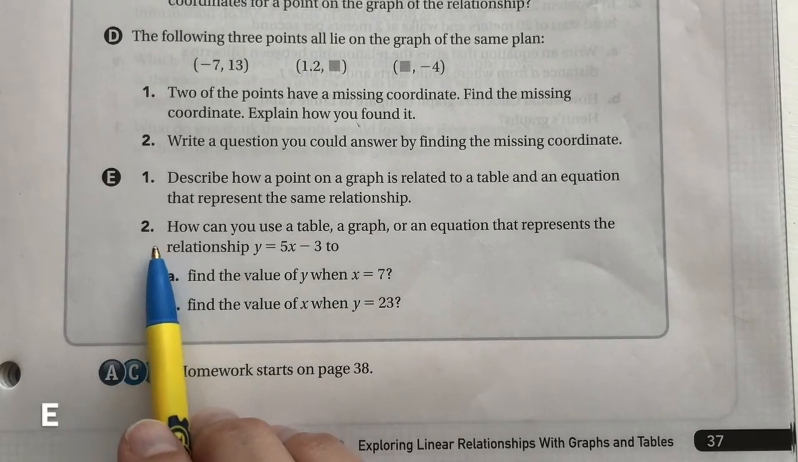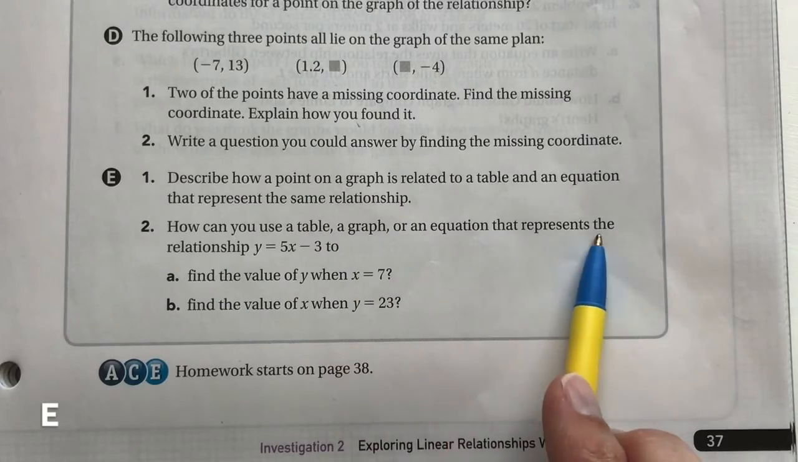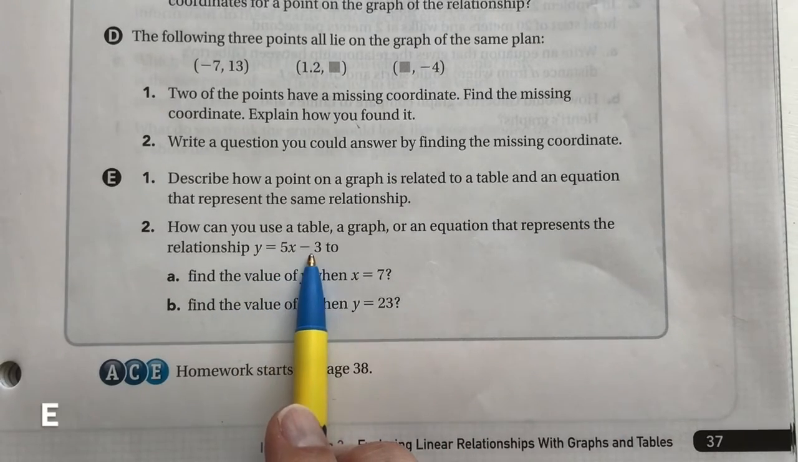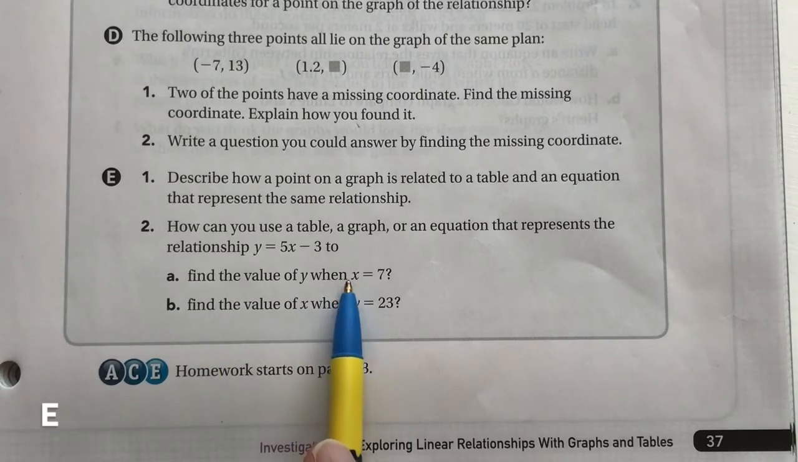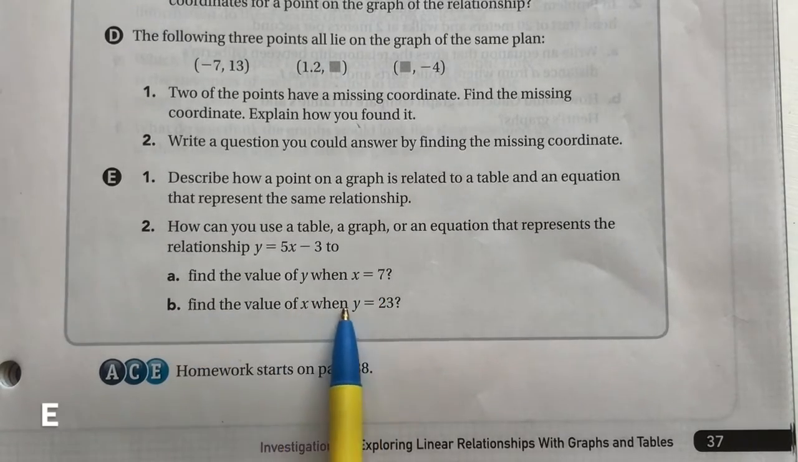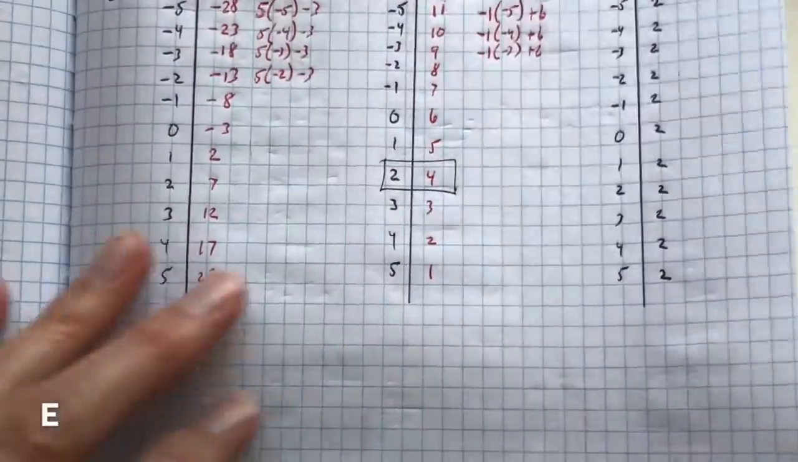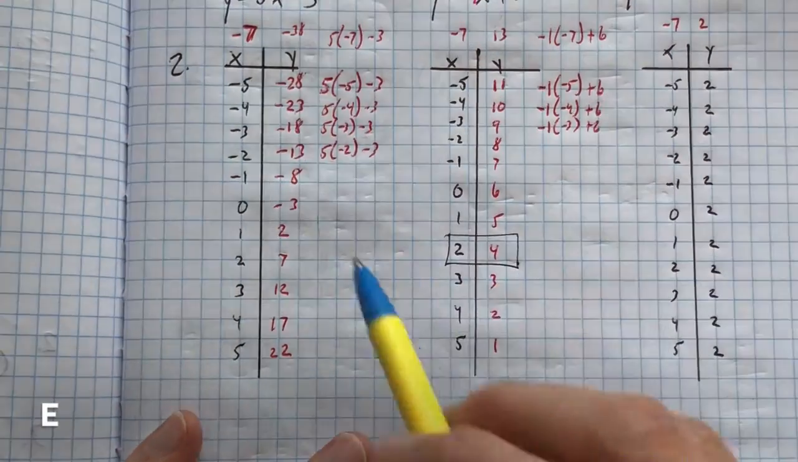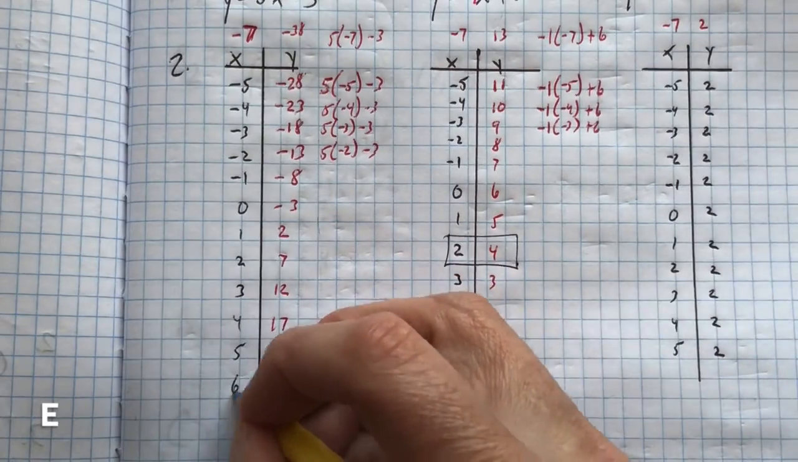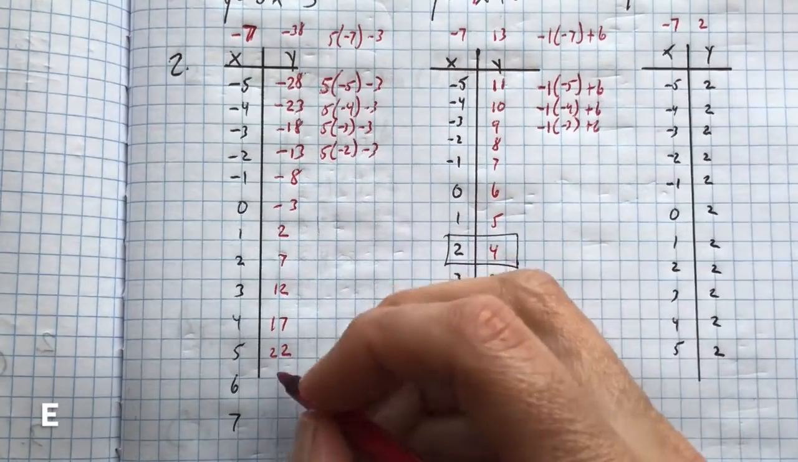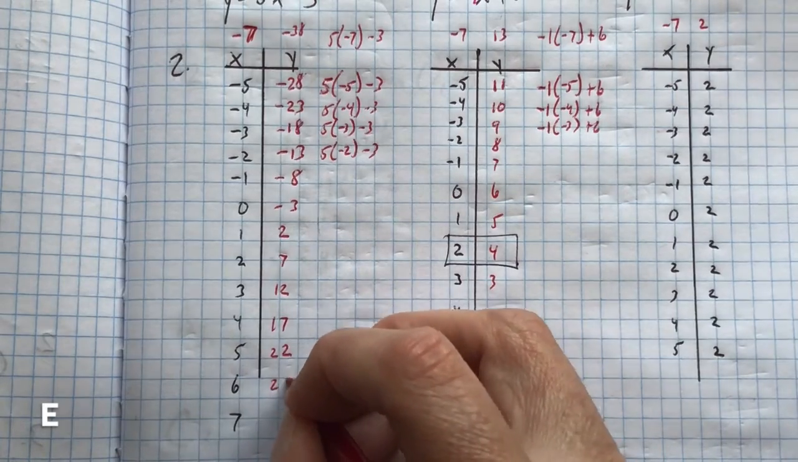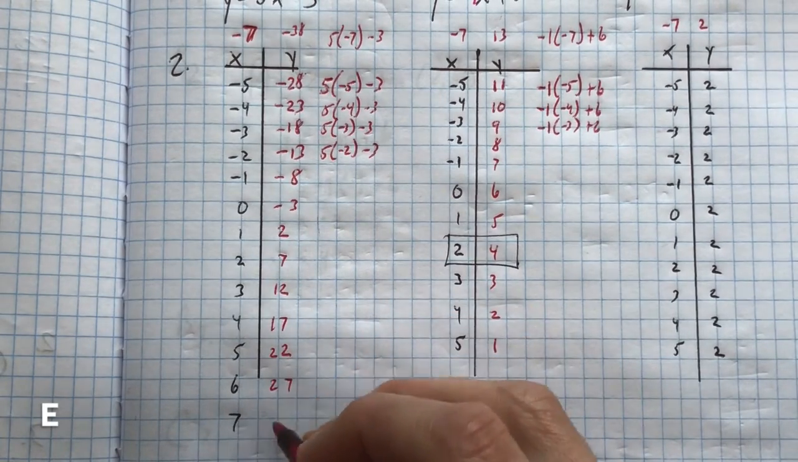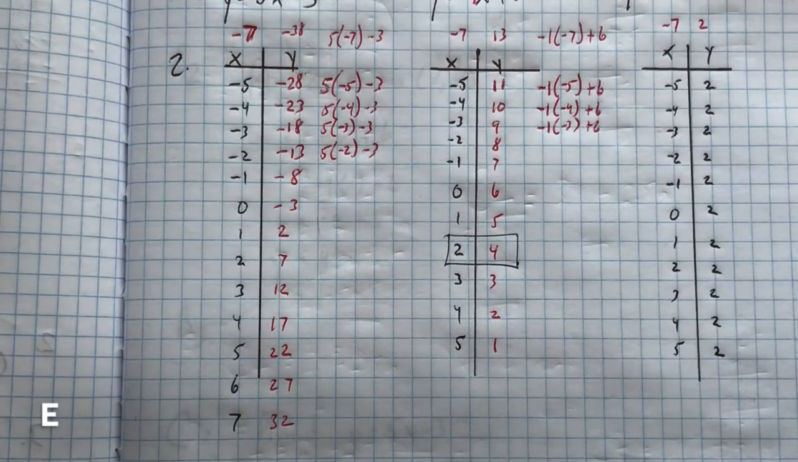E2. Here we go. It says, how can you use a table, graph, or equation that represents the relationship y equals 5x minus 3 to find the value of y when x is 7, and to find the value of x when y is 23? So first, with a table, you can see that right here, this is our table from the very beginning. I can continue this part here. So I could actually say, okay, well, here's 6 and here's 7. I know that 6 would end up being plus 5, that'd be a 27. That continues here, so then 7 would be 32. And you can see how that would continue on in that case.